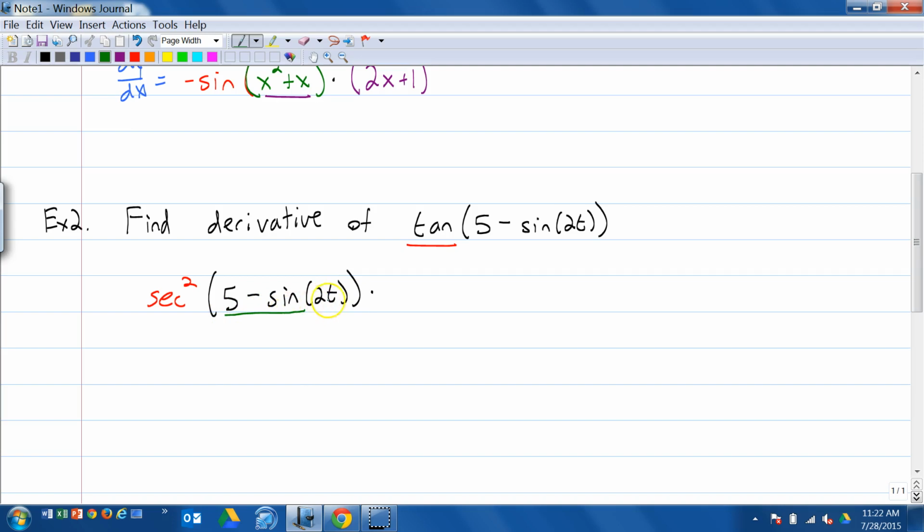Now we are going to take the derivative of the inside here. Again, this is now in there, so we're not going to touch the 2t. Derivative of 5 is 0, so that doesn't matter. Derivative of negative sine is negative cosine, because the derivative of sine is cosine. So negative cosine, we leave the inside alone. And then, finally, we take the derivative of the inside of this trig function. So the derivative of 2t is just 2.